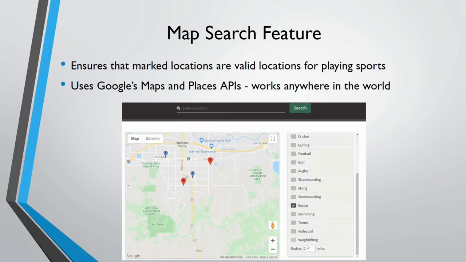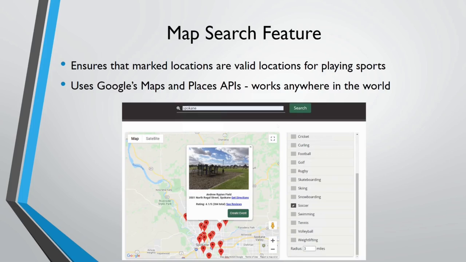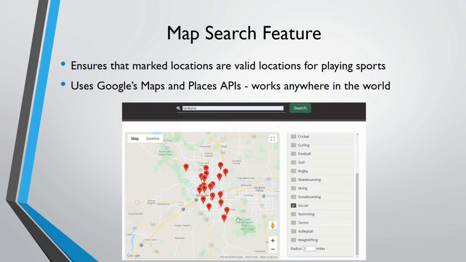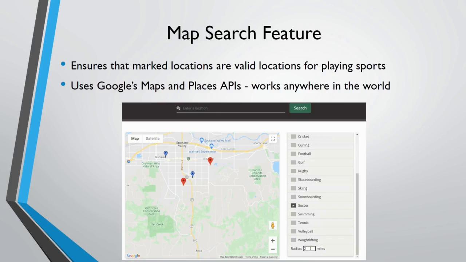Those blue markers there have events attached to them, and when you click on a marker, it displays the location's photo, name, address, ratings, and the user has the option to get directions or see reviews on another tab. This works anywhere in the world since it uses Google Maps and Places APIs.